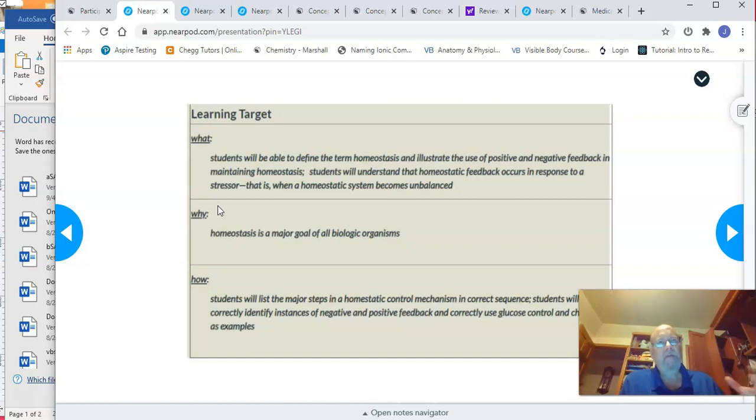Okay, so if some stressor causes us to be out of balance in a certain way, these homeostatic body control mechanisms will bring us back into balance. And this is a major goal of all biologic organisms. Homeostasis, the maintaining of a stable internal environment, is a goal of all biologic organisms. And you'll list the major steps in a homeostatic control mechanism in the correct sequence and correctly identify instances of negative and positive feedback, and you'll correctly use glucose control and childbirth as examples.